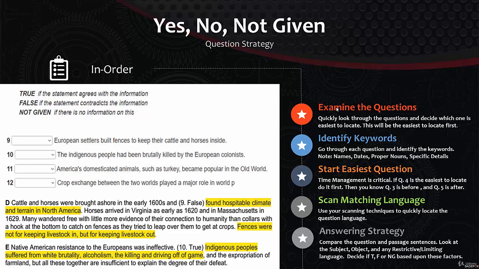Indigenous peoples suffered from white brutality, alcoholism, the killing and driving off of game. Okay? And it says the indigenous people have been brutally killed by the European colonists. And here, in our situation, the answer is going to be true. All right. Now, let's move on.